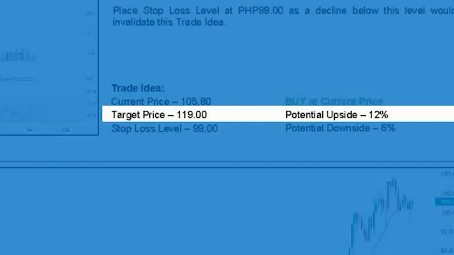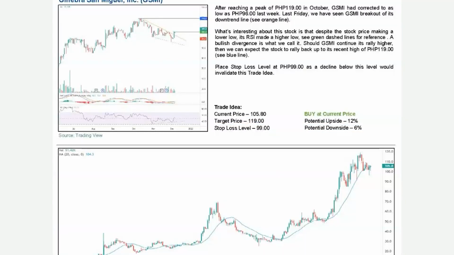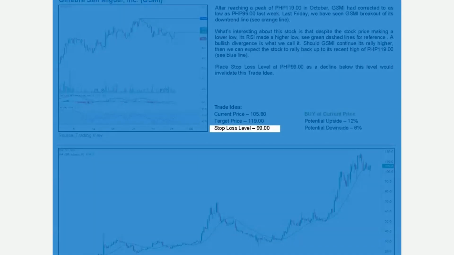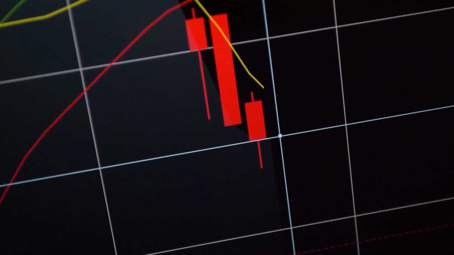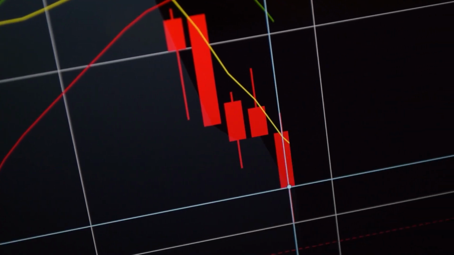So if you purchase GSMI at the current price and it hits your target price of 119 pesos, that's a potential upside of 12%, which is very good. Next, we have the stop loss level. Now, because GSMI is a new trade idea, we have a stop loss level indicated here. If the stock declines to this price or below the level, it would invalidate our featured trade idea.